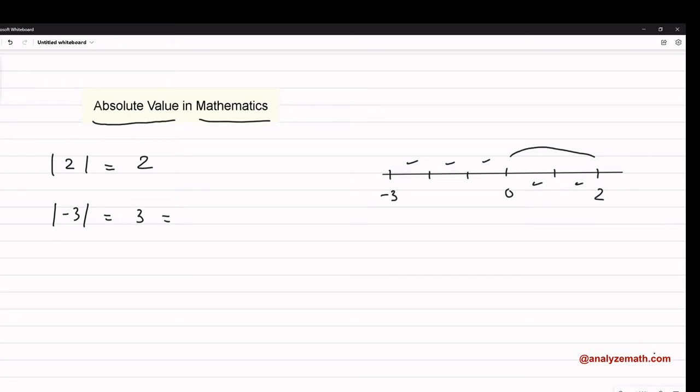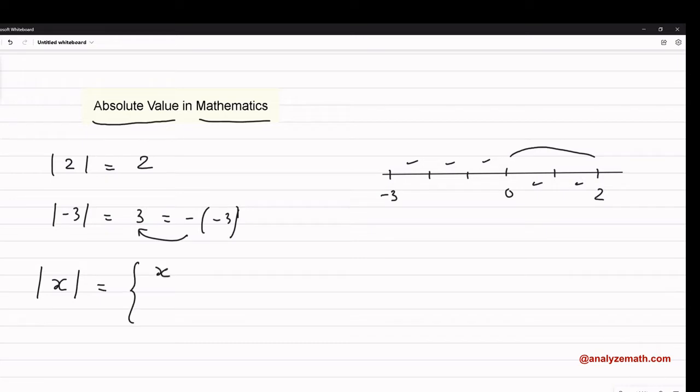Now how can we do this? We can do the following. When my number is negative, it's negative 3. What I do, I put a negative sign in front of it, and that should give me a positive number, because the distance must be positive. Good. Now let's define the absolute value of any number x.